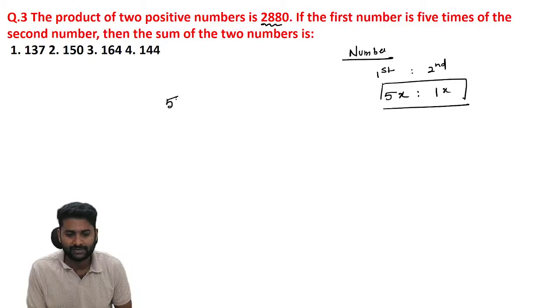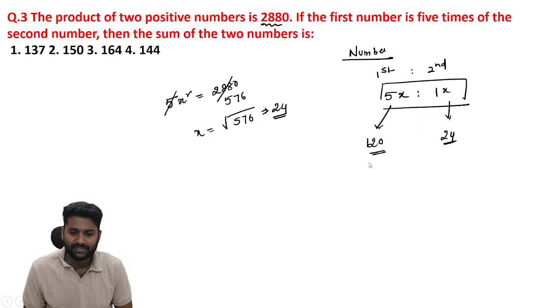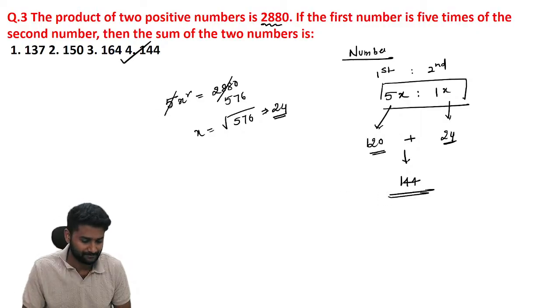The product value is equal to 5x square. 5x square is equal to 2880. Then x square becomes 576, so x is equal to root of 576, which is 24. Now one number is 24 into 5, which is 120. The other number is 24. You got those two numbers. Now the question: what is the sum of those two numbers? The sum is 144, which is the correct answer.